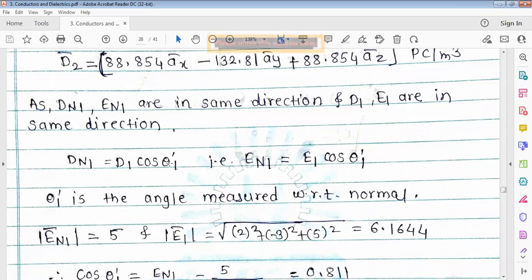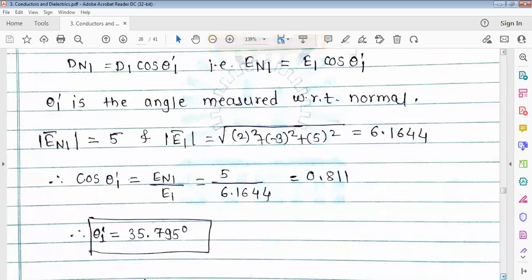Similarly we can write the component of E bar also. So En1 is equal to E1 into cos of theta 1 dash. Both components we are writing in terms of angles, where theta 1 dash is the angle measured with respect to the normal. Then we have the magnitude, mod of E bar n1 is equal to 5. Now why is it 5?